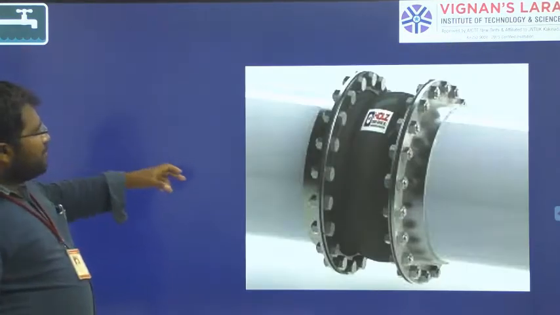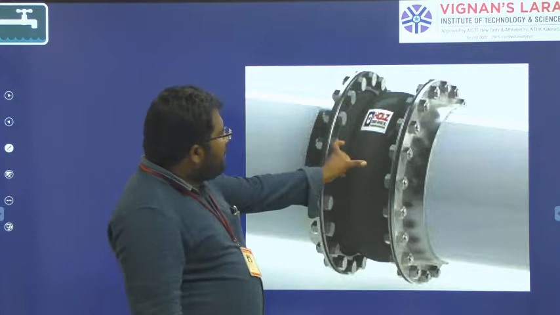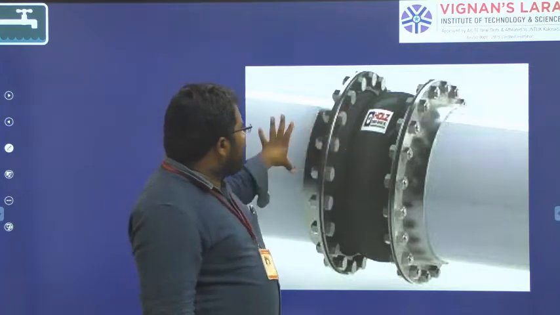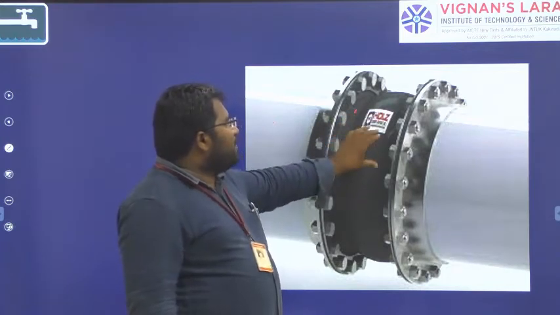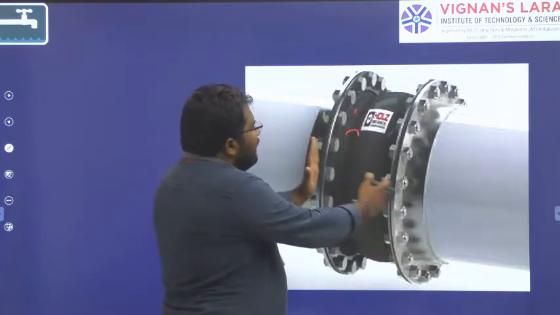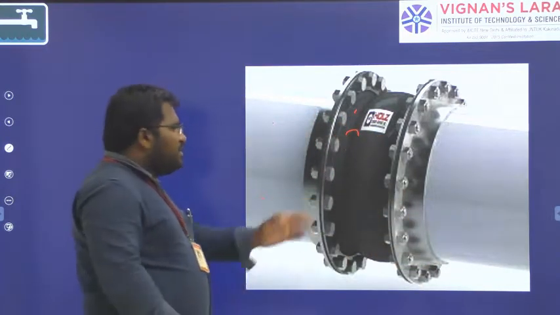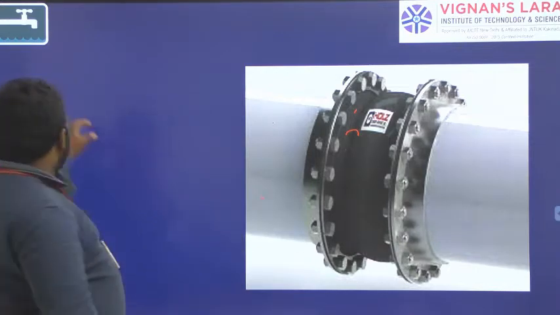So let us see here. This is the expansion joint. Here we have some rubber gasket, right? This is one pipe and this is another pipe. Whenever we have expansion, the rubber will expand like this. If we contract, it contracts. So there won't be any cracks in the joint, right?